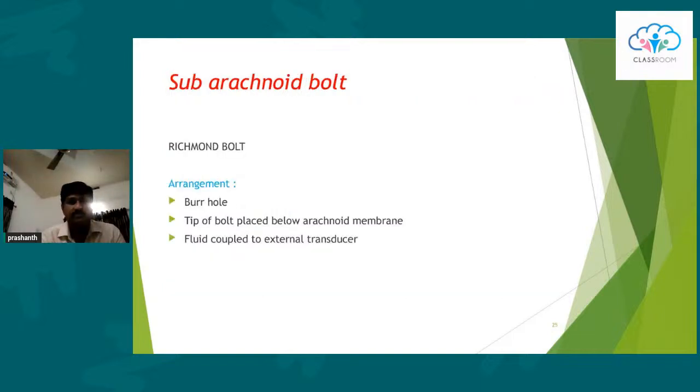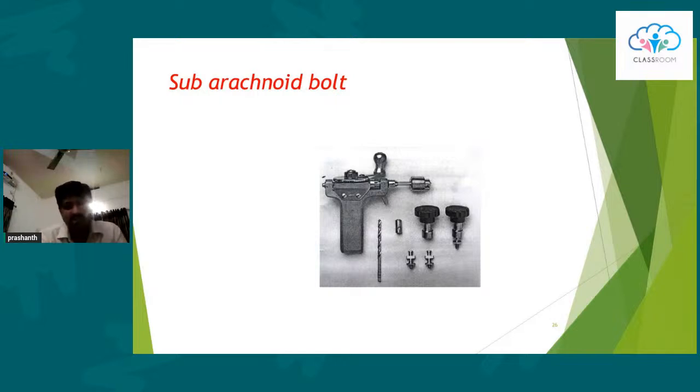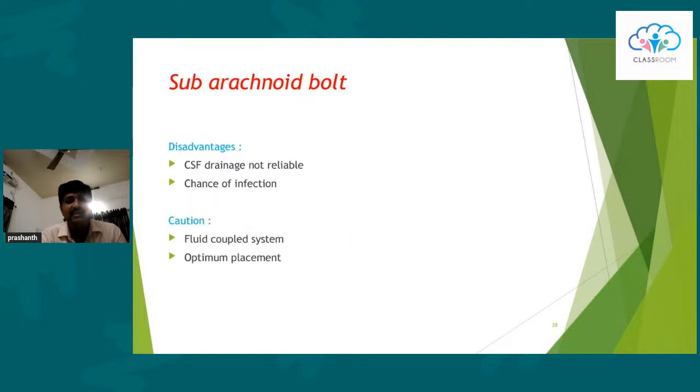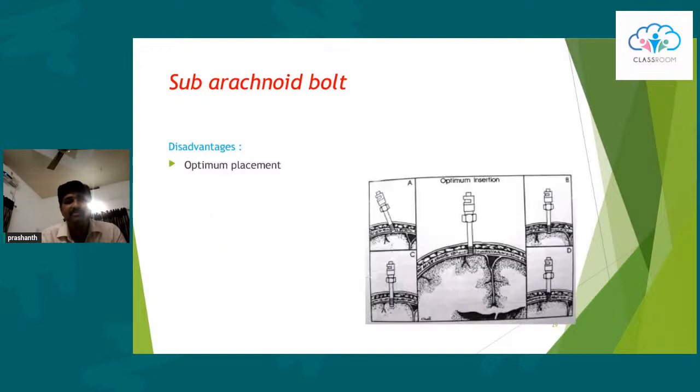The other techniques, like the subarachnoid bolt and others, are primarily of historical importance because they are rarely used nowadays. This is one such technique, called the subarachnoid bolt, which is screwed in by putting in a burr hole. The advantage is that it was relatively easy to place. However, concerns about accuracy and validity, and the limitation that it cannot be used for CSF drainage, have limited its use.